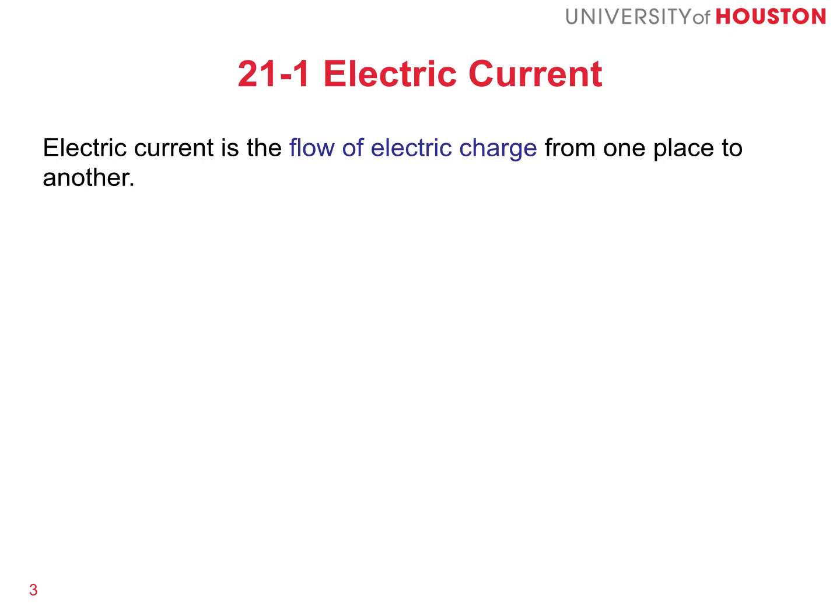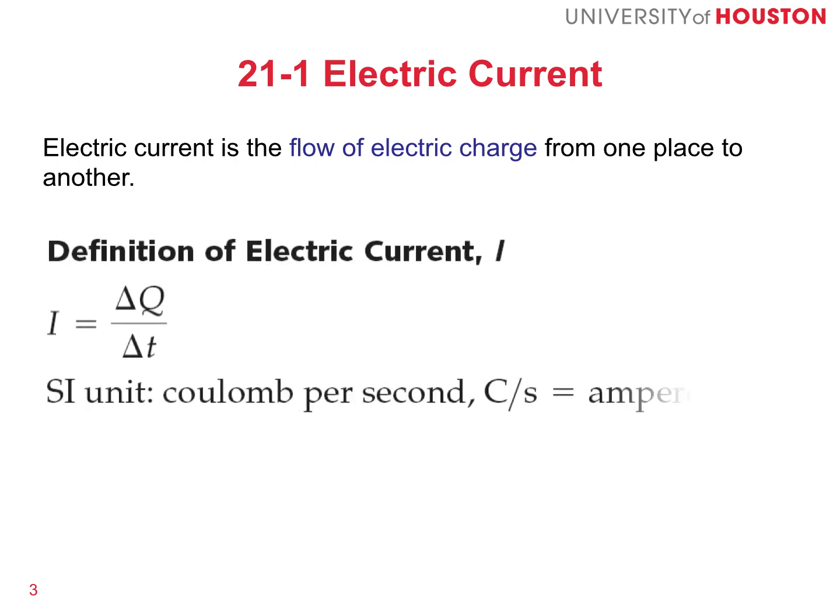Electric current is quite simply the flow of electric charge from one place to another. It is defined as follows. We represent it with the letter I, and it's the amount of charge, which is represented by delta Q, that flows through a particular point, divided by delta T, which is the time that that charge flows through that point. The SI unit is coulombs per second, which we usually abbreviate as the ampere.